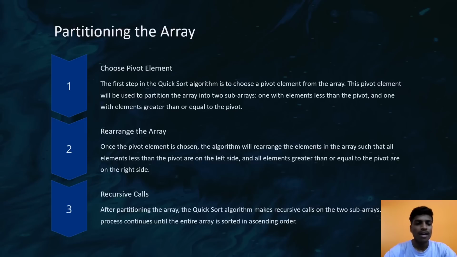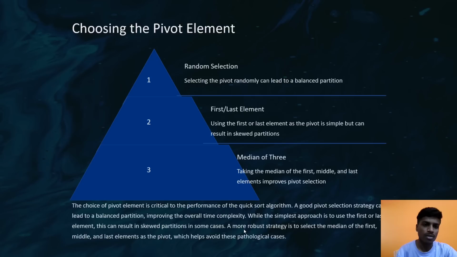Next, the second step, rearrange the array. Once the pivot element is chosen, the algorithm will rearrange the elements in the array such that all elements less than the pivot are on the left side and all elements greater than or equal to the pivot are on the right side. Recursive calls. After partitioning the array, the quicksort algorithm makes recursive calls on the two subarrays. This processing continues until the entire array is sorted in ascending or descending order, depending on the user.